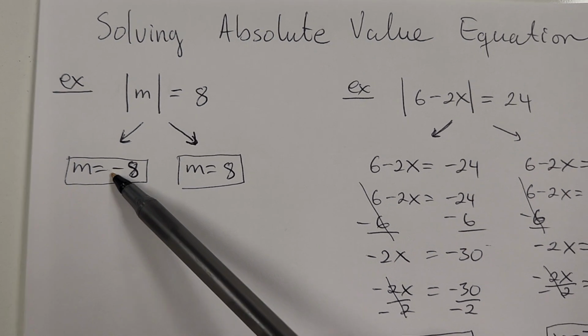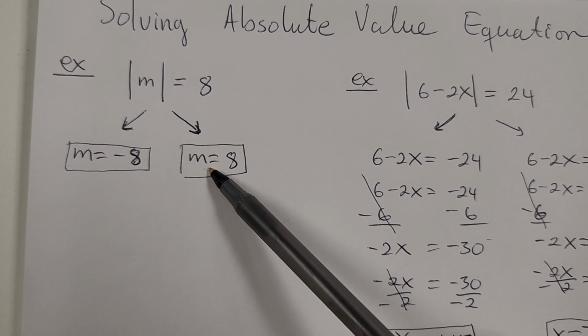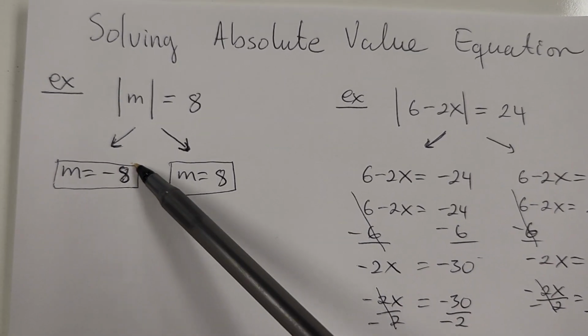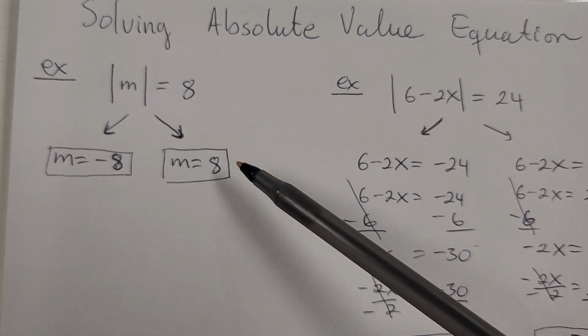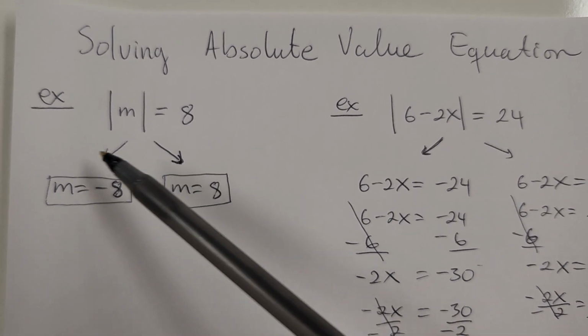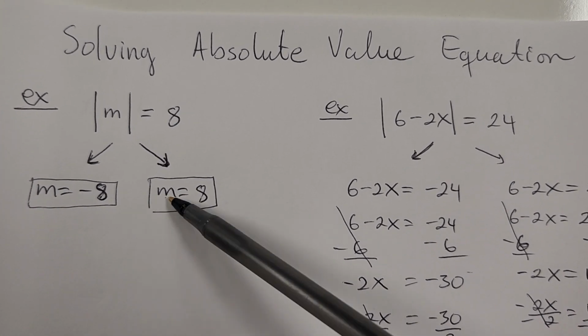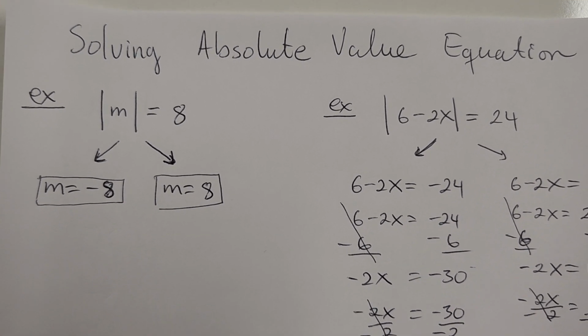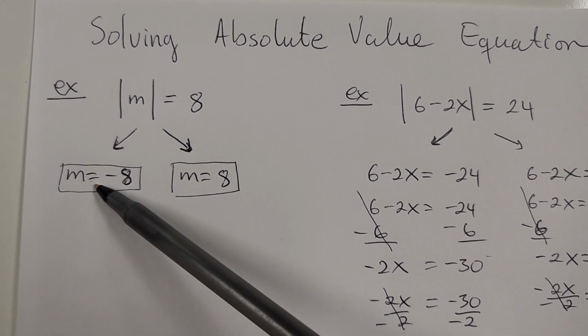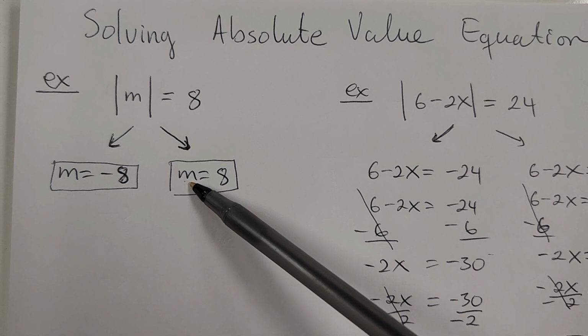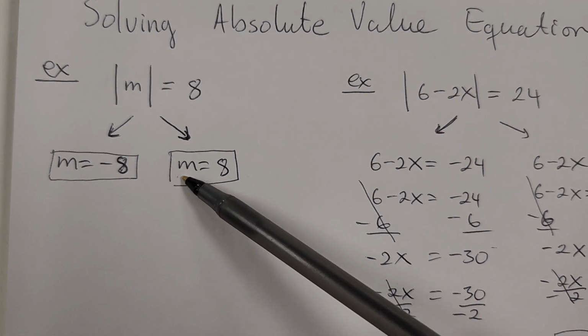Okay, so split them up into two sides. The left will be negative, the right will be positive. So the left will be -8, the right will be +8. And once you split them up, you will solve for that letter. In this example, this is already solved, this is already solved, so this is already done.